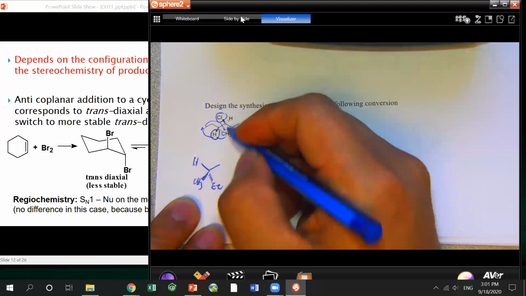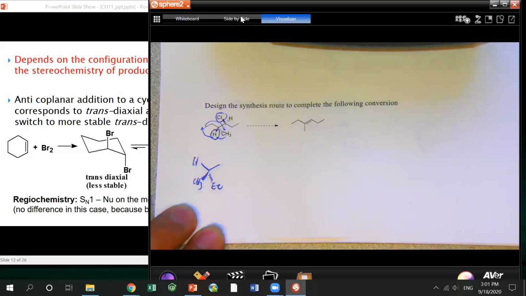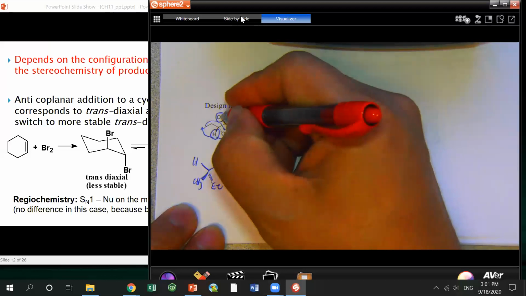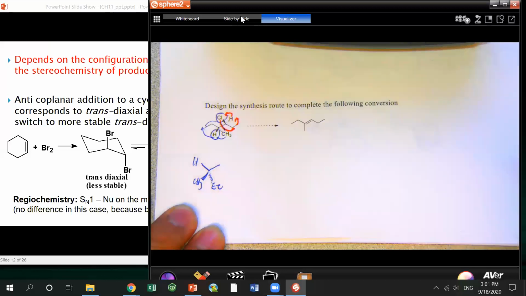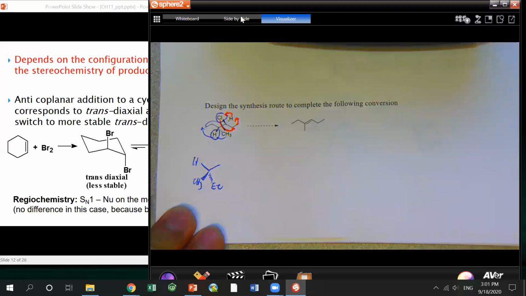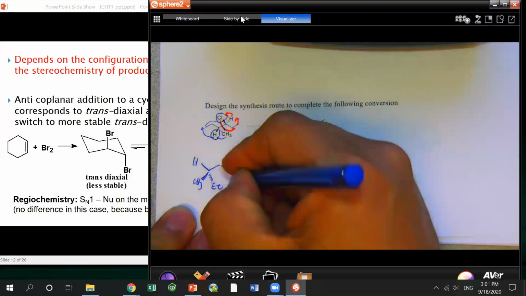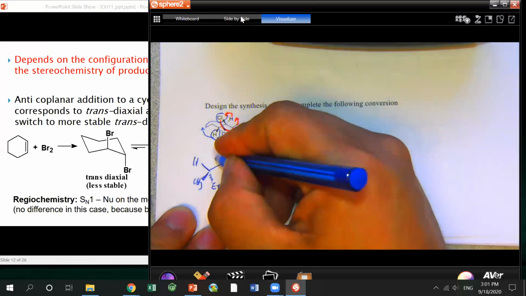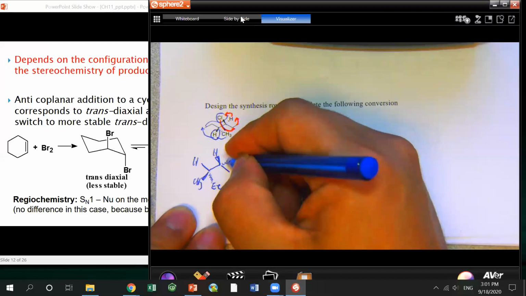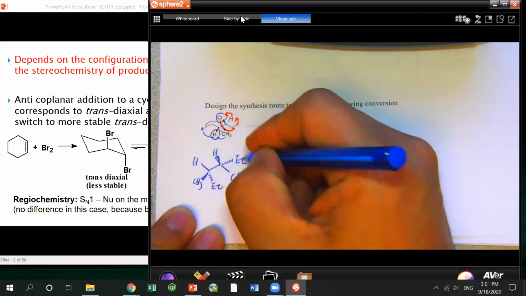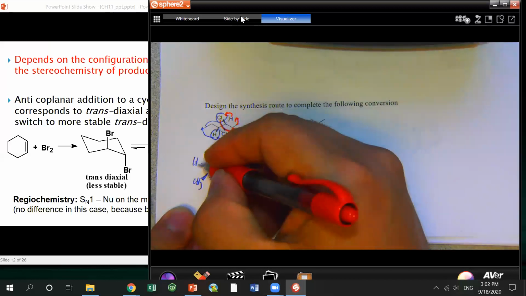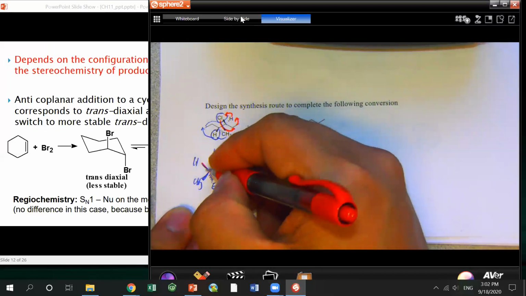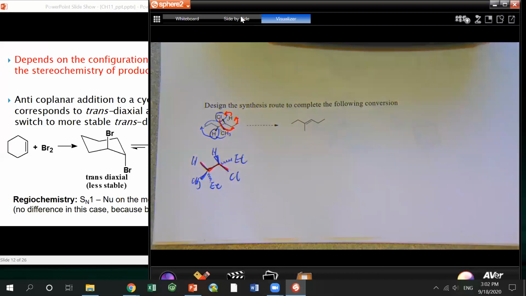Same thing, we rotate the second carbon by about 120 degrees. So I want to move this chloride here, then this ethyl here, and this hydrogen here. After the rotations, you can put it like this: hydrogen, and then ethyl. That makes the beta hydrogen and the leaving group anti-coplanar. And then we can do the elimination reaction.